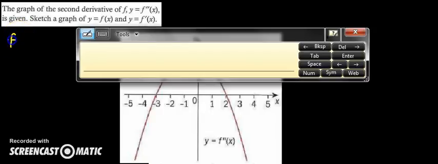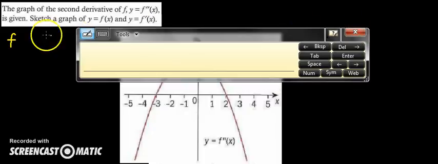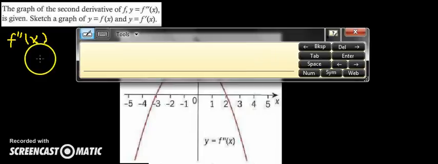My second derivative graph, let me close that. My second derivative graph tells me two things. Number one, that's the concavity. When we learn about the second derivative test, the second derivative graph can tell me the concavity of my original function. Sorry about the bad handwriting.